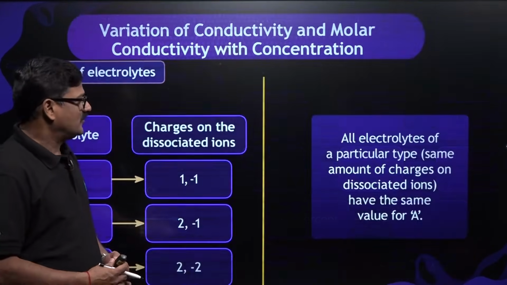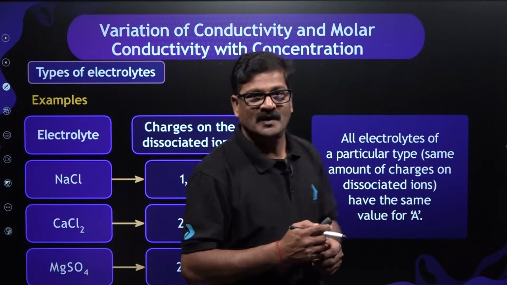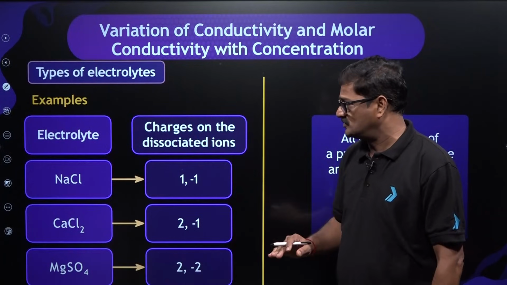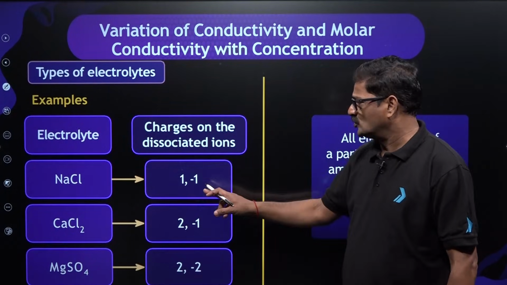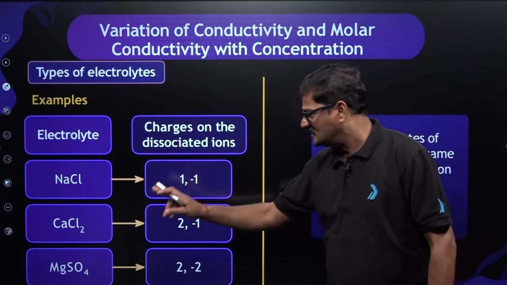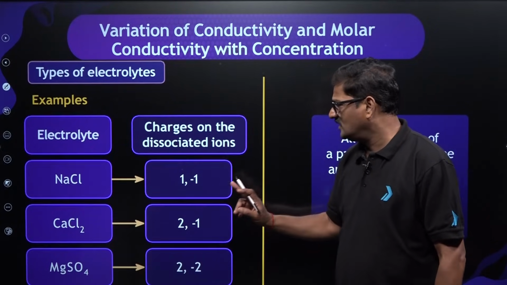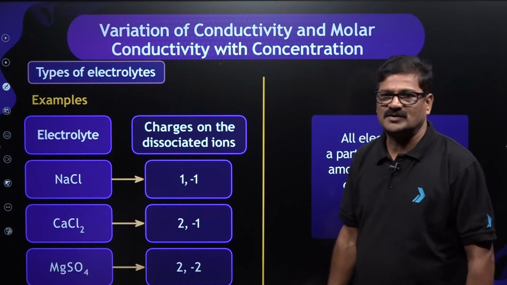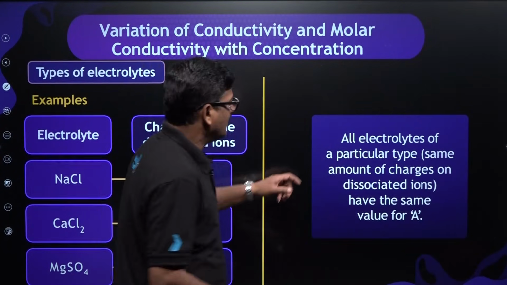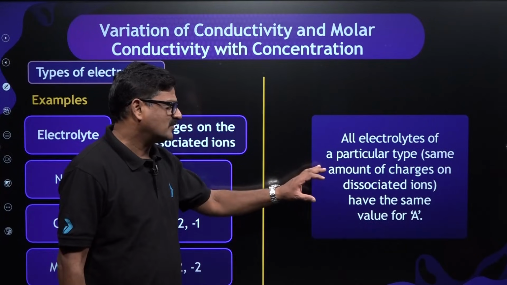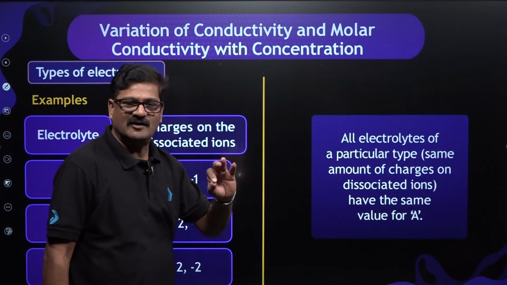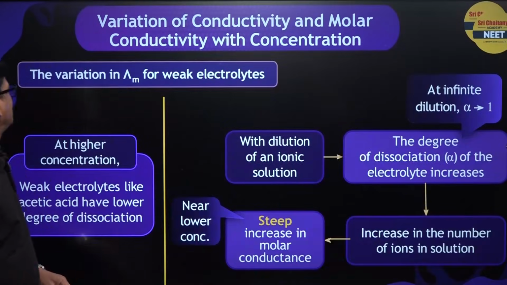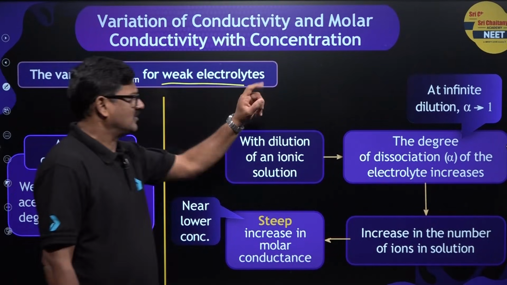Moving ahead to the weak electrolyte. Types of electrolytes: electrolytes change on dissolution. Sodium chloride gives sodium plus and Cl minus. Calcium chloride gives calcium 2 plus and 2 Cl minus. Magnesium sulfate gives magnesium 2 plus and SO4 2 minus. For all electrolytes of a particular type, with the same amount of charges on dissociating ions, the value of A is the same. Now, the variation of molar conductance of a weak electrolyte.